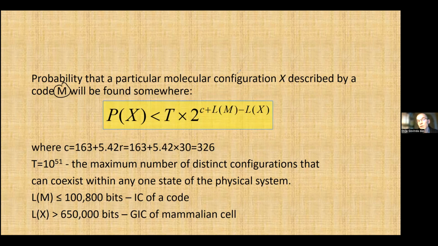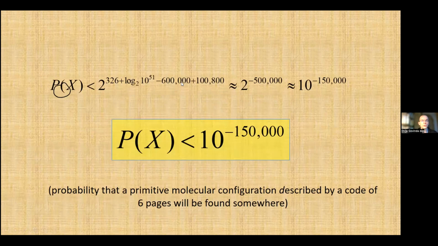How do we take advantage of this formula? We can calculate the probability of the mammalian cell to be obtained due to the dynamics of the known physical laws. If we substitute all the previously obtained numbers, we will have an infinitesimal number, a very small number, 10 to the power minus 150,000. Infinitesimal, yes, in English. So in fact, it means that it cannot be reached practically.